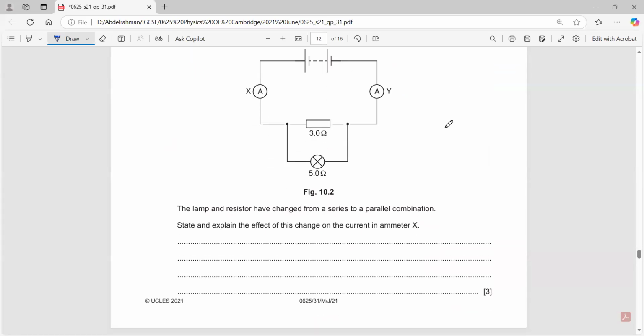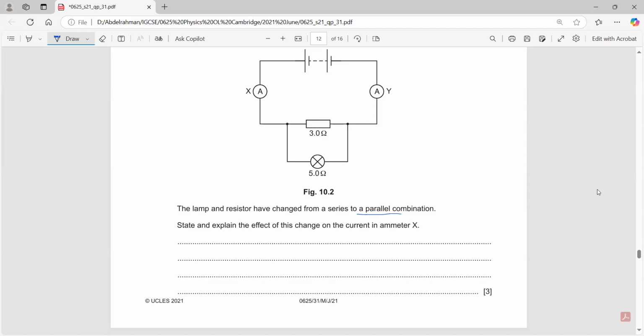The lamp and the resistor have changed from a series to a parallel connection or combination. State and explain the effect this has on the current. What will happen to the current? Would it increase or decrease?